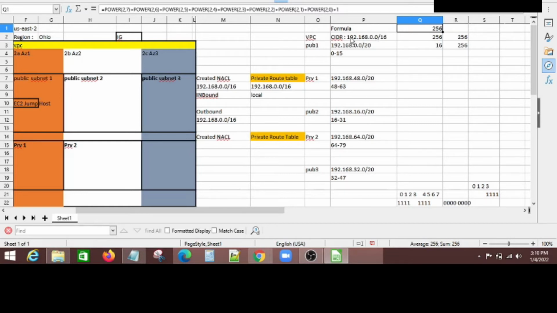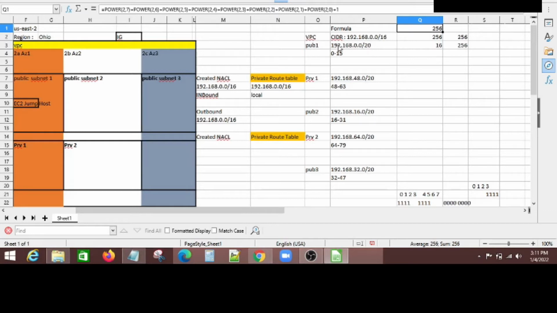So the first is 192.168.0.0/16, and the last one would be 192.168.255.255. So that's what it is. For the public subnet 1, the CIDR notation was 192.168.0.0/20.